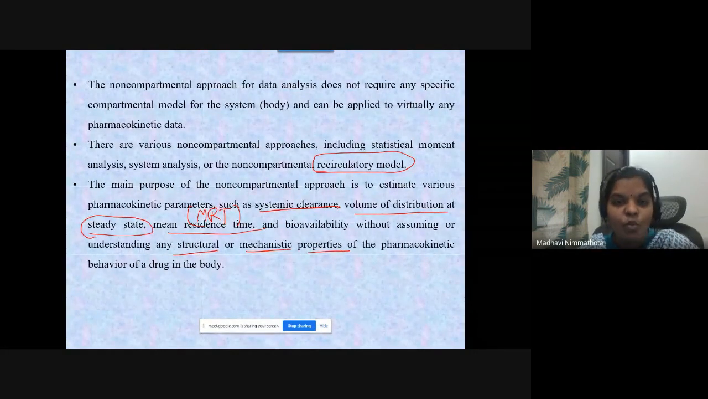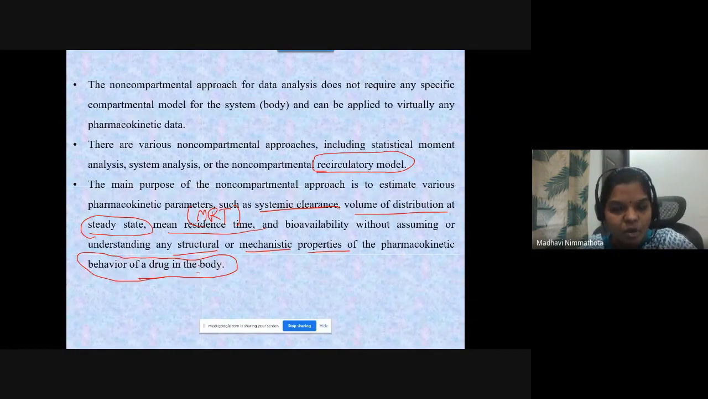So here we are taking only our drug which is available in our body, which follows the non-compartmental model. It is not depending upon any model. So we are not taking into consideration any structural or mechanistic properties of the drug. Okay, we can directly calculate the pharmacokinetic parameters on the basis of the statistical moment analysis and the mean residence time.